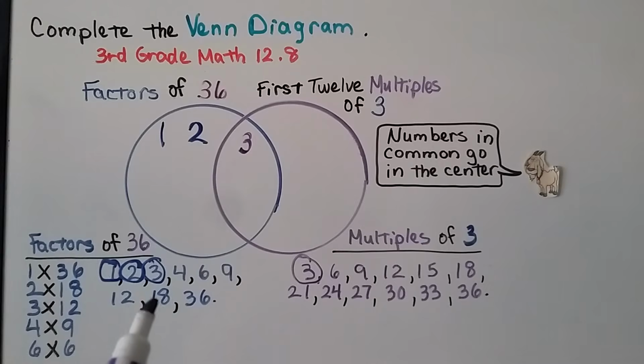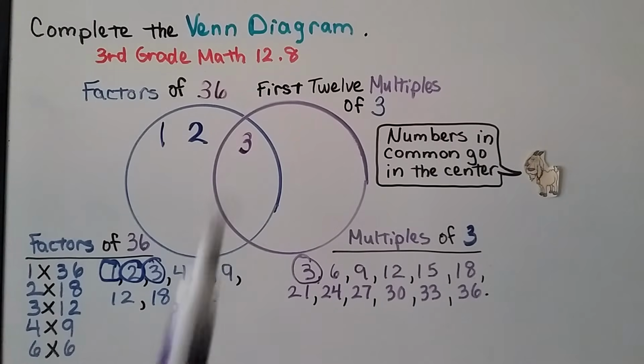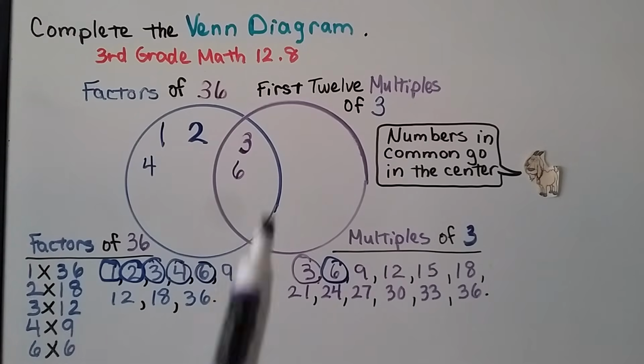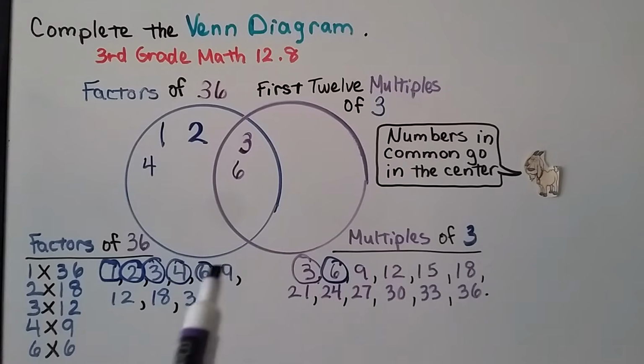3 is in the list of factors for 36 and the multiples of 3, so it's going to go in the center. It's considered both. I don't see a 4 on this list, so 4 is only going to be on the factor side. 6 is going to go in the middle because it's listed for the factors of 36 and the multiples of 3. So is 9. 9 would go into the center. 9 is a factor of 36 and it's a multiple of 3.